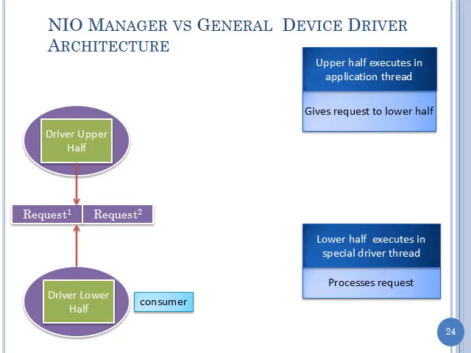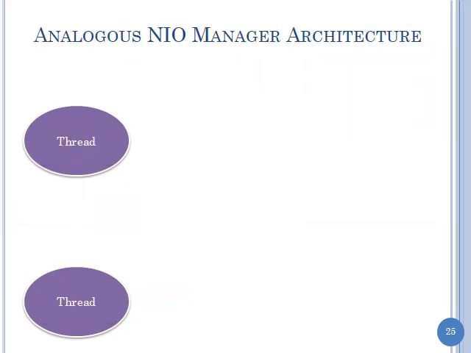Same thing here, you executed in the upper half in the NIOManager code. That enqueued information for the selecting thread, and then in our case it just returns. It doesn't block because we are NIO. And the lower half is a selecting thread. I've got a dangling consumer there which I'll try to get rid of. So what's the analogy with NIOManager?